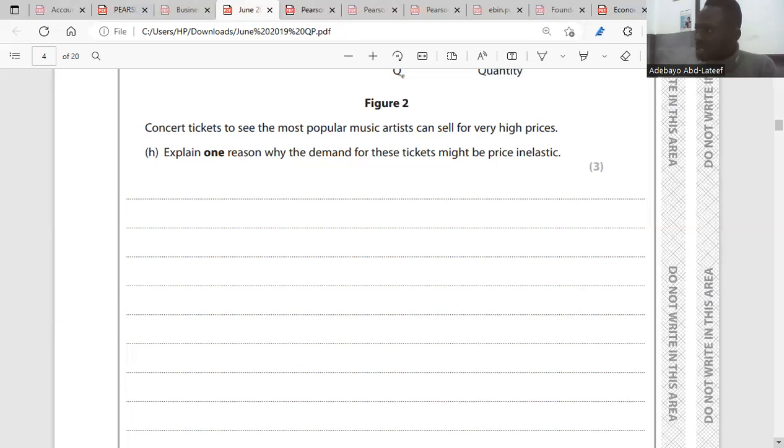Do we understand this? Yes. Is it clear? So the point is that the demand for these tickets will be price inelastic if there is no substitute for that type of concert, given that the artist is performing live. If the artist is there, they cannot be here. So for you to see him or her perform live, you have to be there. So whatever price they sell, you would want to buy. Is it clear, please? Great. We'll move on.